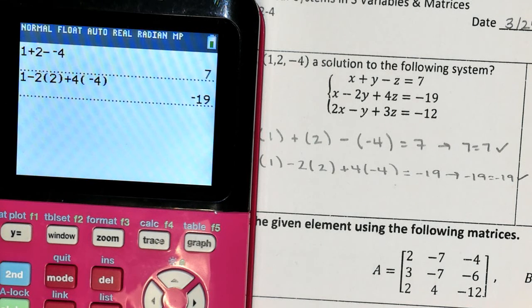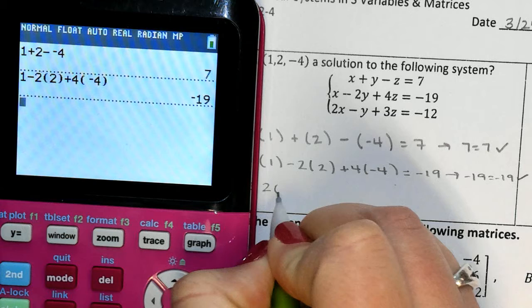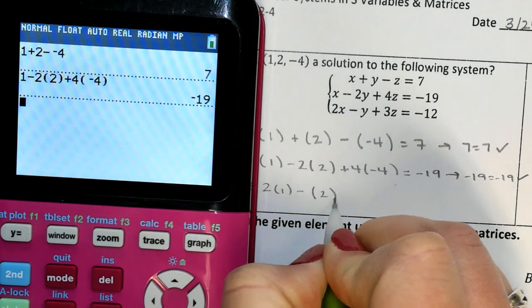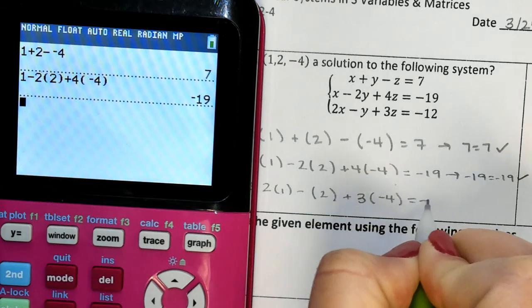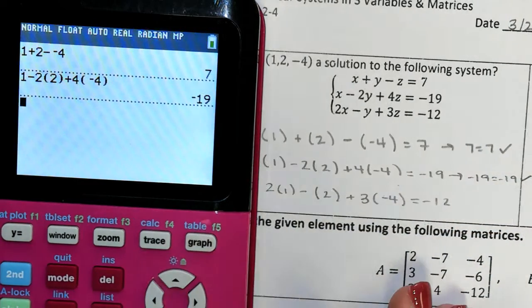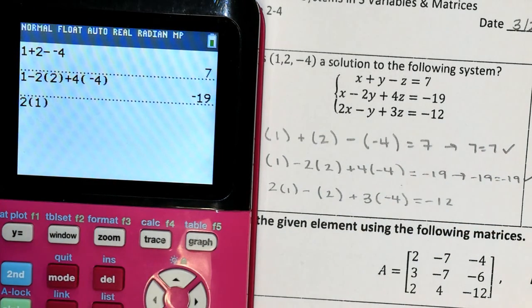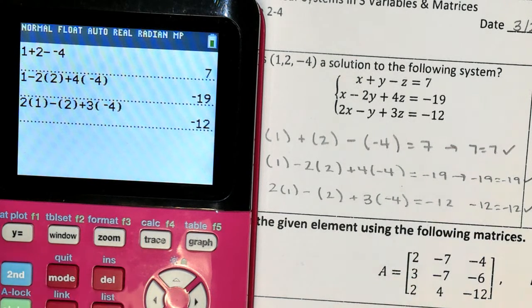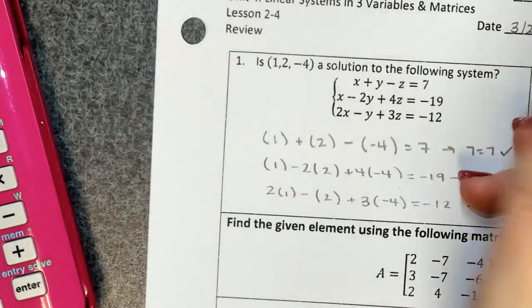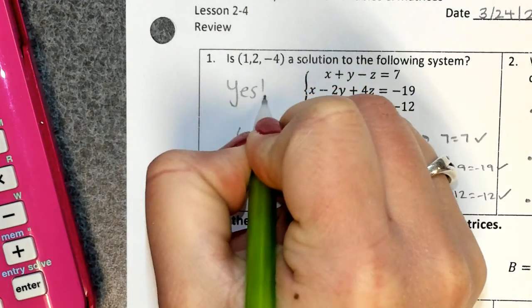Try it in the third one. 2 times 1 minus the y was 2 plus 3 times the z is negative 4 equals negative 12. 2 times 1 minus 2 plus 3 times negative 4. Negative 12 equals negative 12. It works. Since it worked in all three, we have to answer yes.